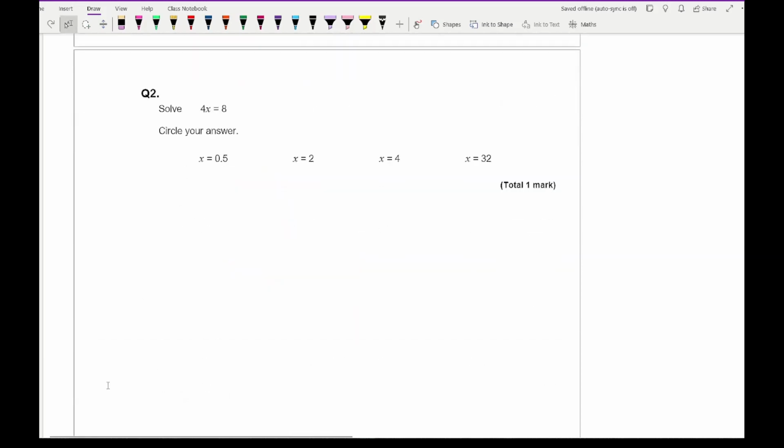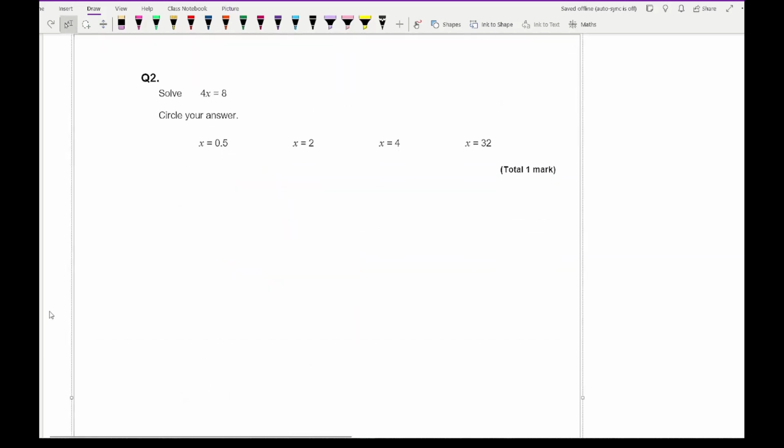Then moving on to question 2, it says solve 4x equals 8. So here, if I write 4x equals 8, I want to get x by itself, so I need to get rid of the 4. So I divide by 4, and 8 divided by 4 gives me 2, so it's going to be option 2.